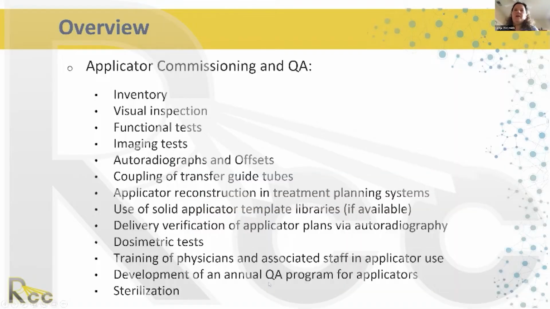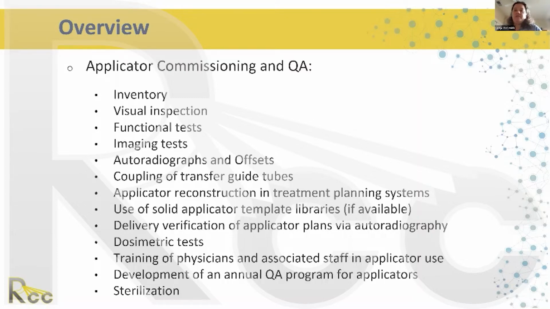Next slide, please. So when you get your applicators delivered, there is commissioning and QA that you need to do. And I'll just mention every test here in this slide. First, when you get delivery, you have to take inventory, because as things get packaged, sometimes little bits and pieces are missing. You will then do a visual inspection to make sure that nothing got damaged in transport. We'll do some functional tests that we go into in more detail, some imaging tests. We'll do autoradiographs and determine offsets.